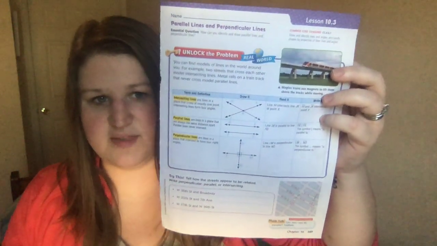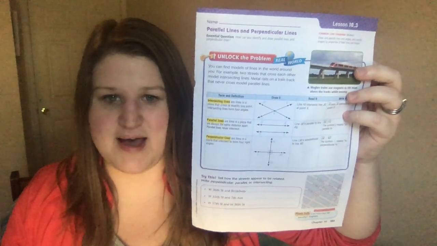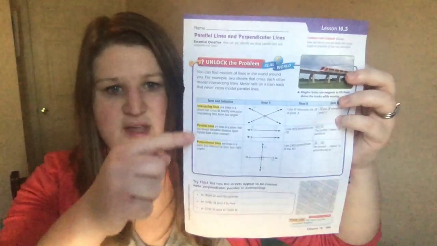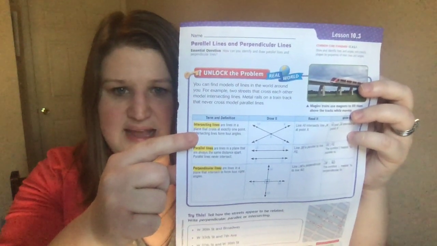You need your big math book, and you can open, I ripped it out to make it a little bit easier, but you can open to page 389. It looks like this. So if you don't have your book, you can press pause and then you can come back. And I want you to look at the 3 different types of lines. So I'm right here. So the first kind is called intersecting lines.